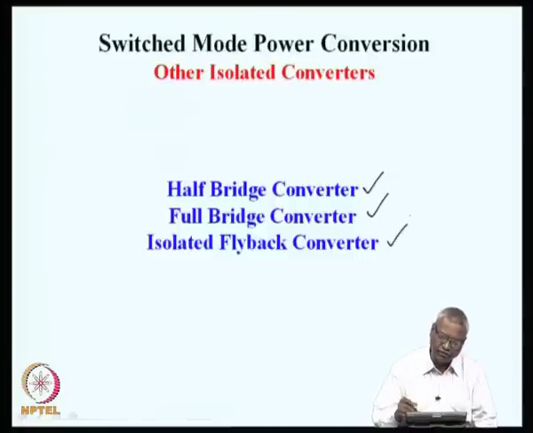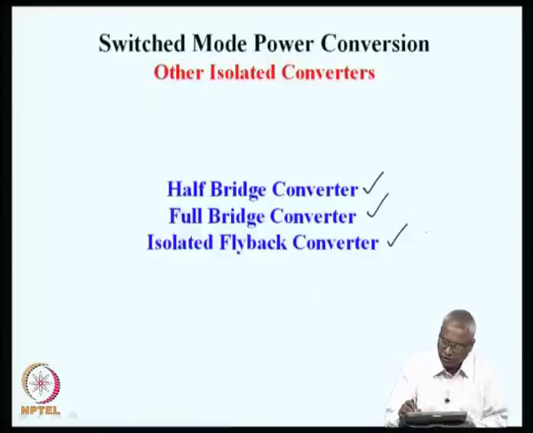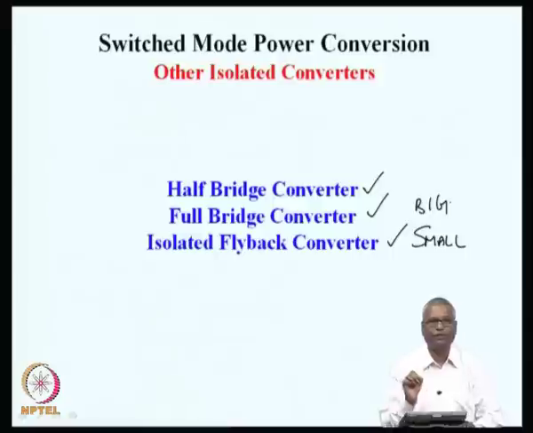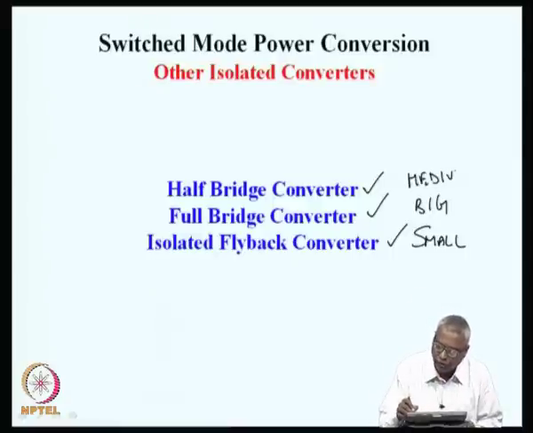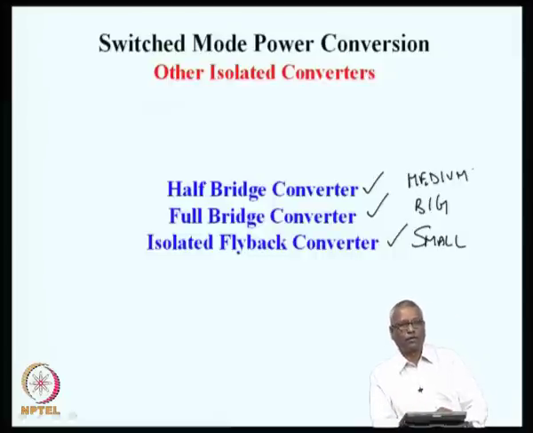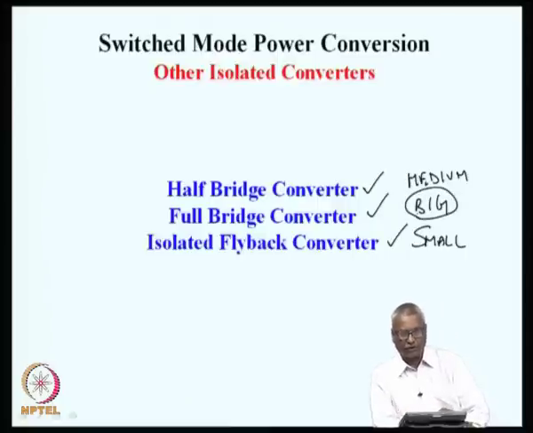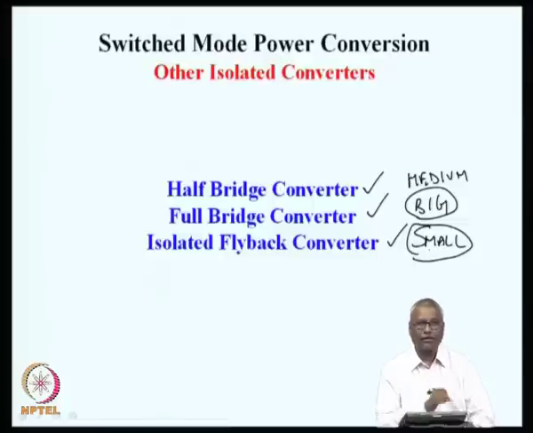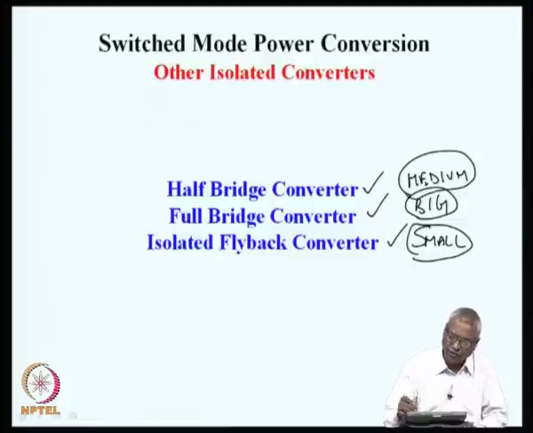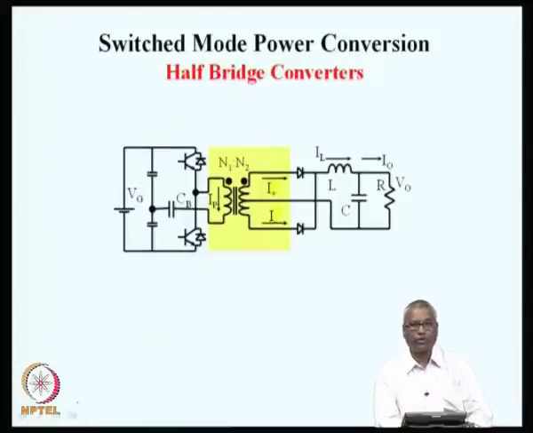Isolated flyback power converter is used for very small power ratings. This is for small, this is for big, going even into megawatts of power, and this is for medium, hundreds of watts, few kilowatts, tens of kilowatts and so on, but big power is handled by the full bridge converter. Very small power, less than 100 watts, is handled by the isolated flyback converter. And then the medium level of power is handled by half bridge converters. So, let us see how these circuit topologies look like.